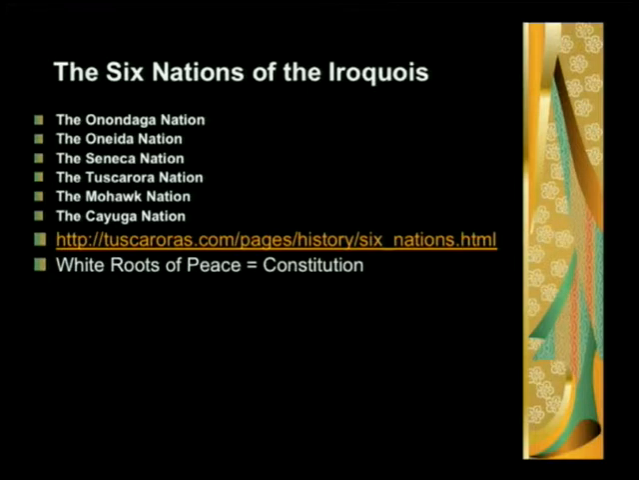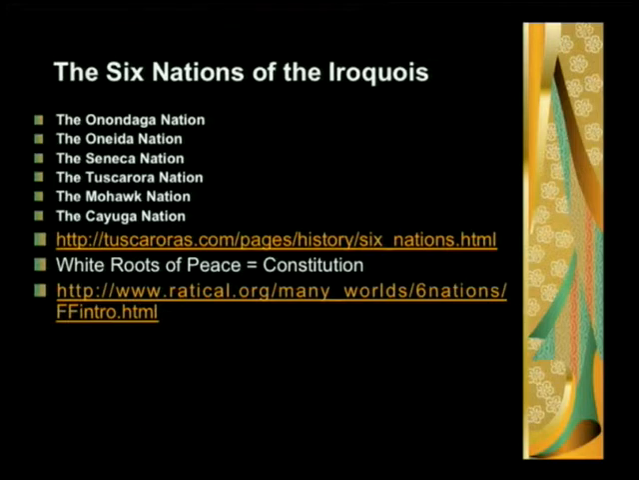And the white roots of peace is essentially like a constitution. And this particular website basically talks about some of the elements of the white roots of peace, including, for example, 5 nations, 10 animal clans, because even though it's been reduced to 9 in modern times, there were more. So 5 nations, 10 clans each, that's 50. So where do we get 50 states from?